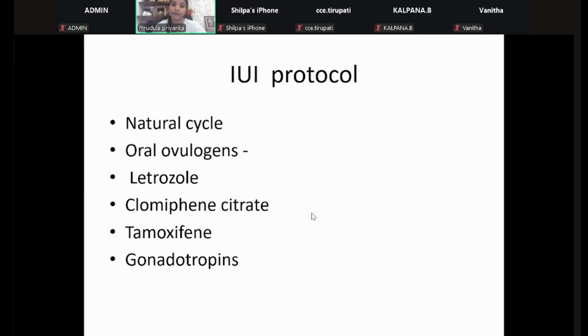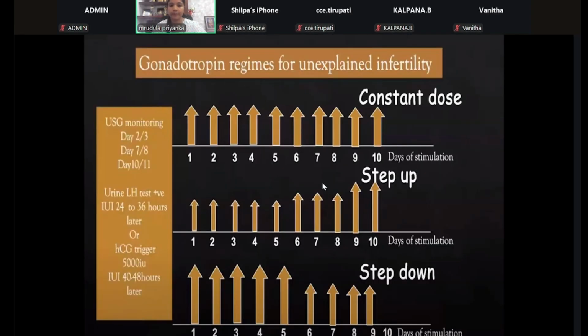So gonadotropins, along with the oral ovulation agents, we can add 1 or 2 doses of gonadotropins. Or there are other protocols wherein we use only the gonadotropins to stimulate. So these are the regimens wherein we use low dose gonadotropins for IUI in unexplained infertility patients. There is the constant dose gonadotropins protocol wherein we give the same low dose daily, and then monitor her ultrasound. And then till the trigger, we give the same dose of gonadotropins.